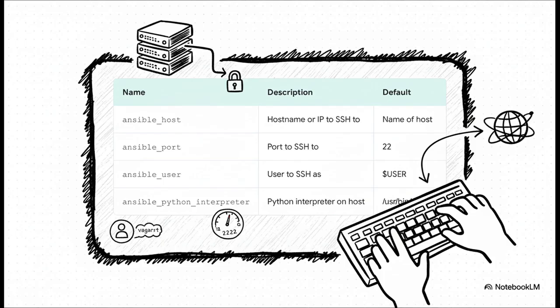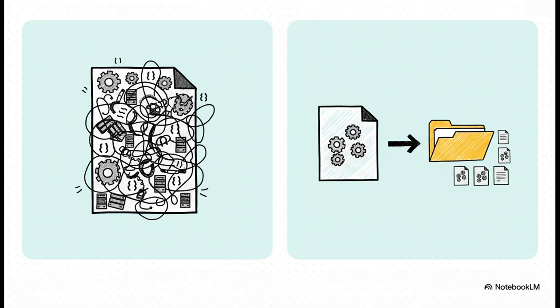So, for instance, if your development machine uses a non-standard SSH port like 2222, you just define ansible_port. If you need to connect as the Vagrant user, you just set ansible_user. It gives you this incredibly fine-grained control over every single connection. Now, the big question is, where do you put all these variables? You can just jam them right into your main inventory file, and that's fine for a quick test or a really small setup. But for anything serious, the absolute best practice is to use separate directories called group_vars and host_vars.